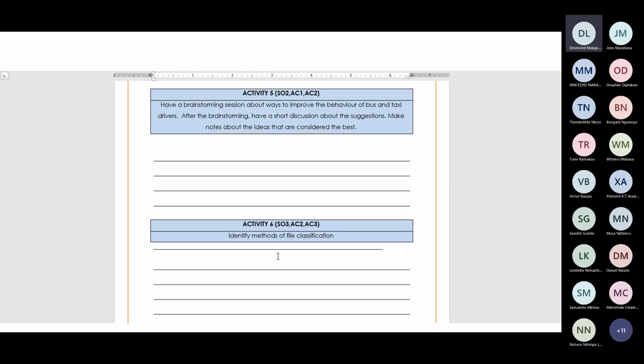Now, we're going to try and do this tomorrow, where we have a brainstorming session about ways to improve the behavior of bus and taxi drivers. After the brainstorming session, then we'll have a discussion about those suggestions. So you can go out and think around that, and I will sort of incite some ideas in your mind. For instance, how they behave, how they relate to traffic officers, how they never get arrested, how they shoot each other, how they block roads, and all of those things. So those are the things I'm going to say go and look at.